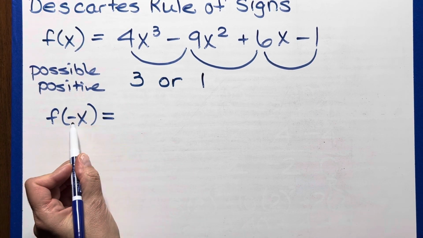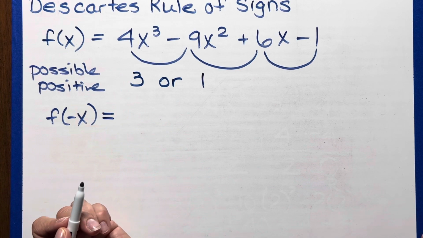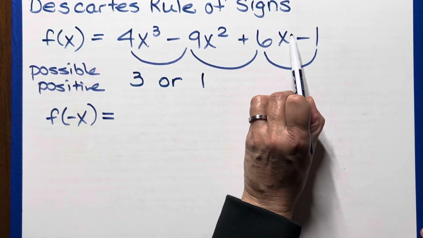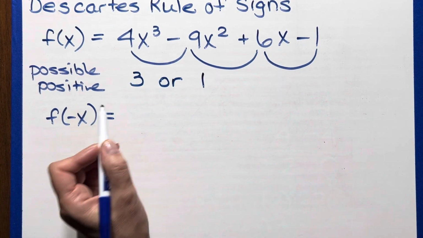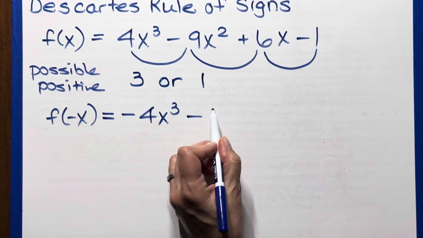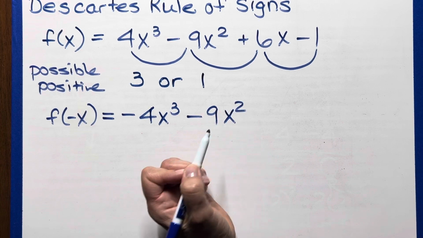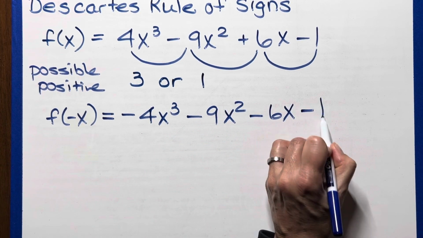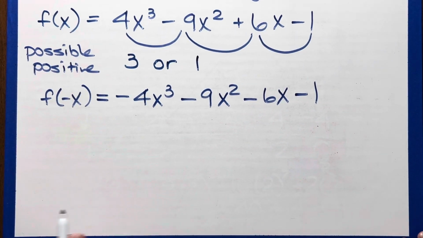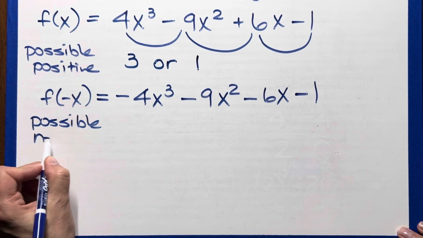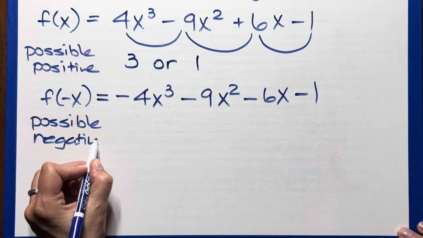And the first thing we're going to do is substitute in a negative x everywhere I have an x. This will change the signs on the terms that have odd numbered exponents. So this will be a negative 4x to the third. The 9x squared stays negative. The 6x term is now a negative, and the constant stays negative 1. So these are going to be possible negative roots for this function.